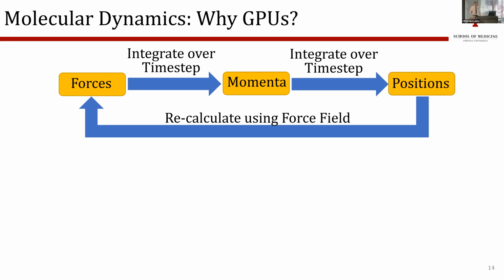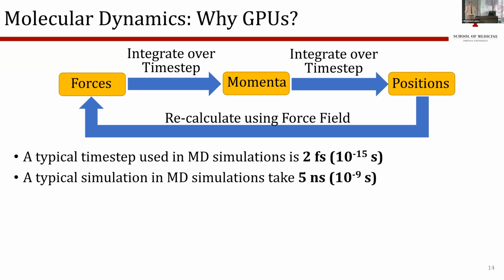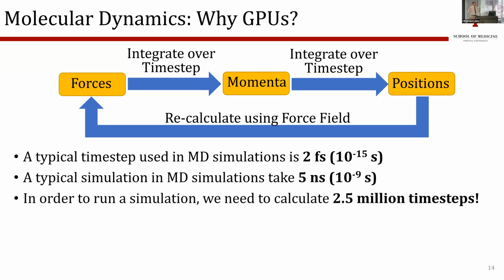The challenge is that you need to use a very small time step. A typical time step in molecular dynamics is 2 femtoseconds. But the simulation length that you want to go for tends to be much larger. In this case, a very common simulation length is 5 nanoseconds, right? So you can see there's a big difference in those powers of 10 that I'm showing you here, right? In this case, we need to calculate 2.5 million time steps in order to run the complete simulation.